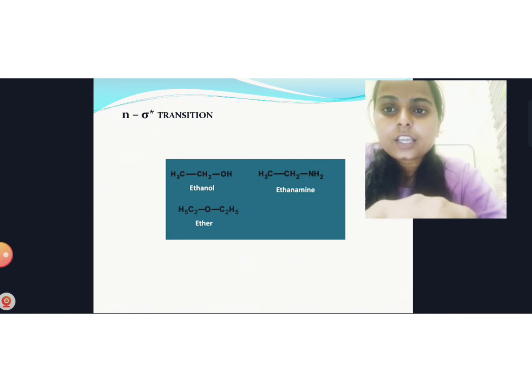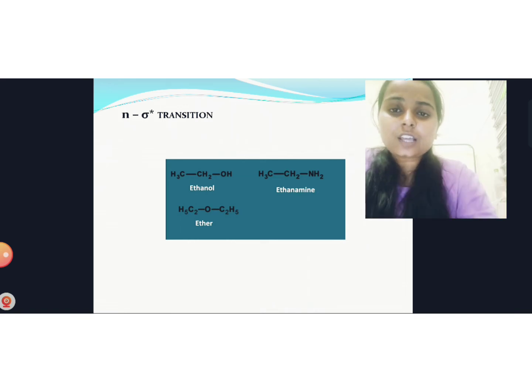Why? In ethanol we have a heteroatom, in ethanamine we have a heteroatom, and in ether also we have a heteroatom. These are attached to a single bond. So all of these possess n to sigma star transitions.